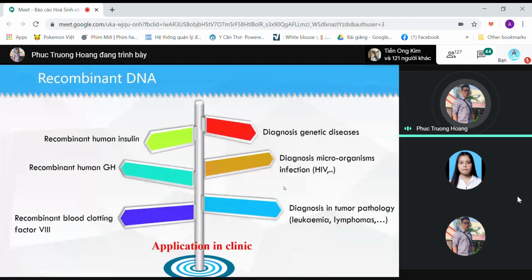So how do we use recombinant DNA in our careers in the future? Recombinant DNA is used to produce human insulin, human growth hormone, and blood protein factor 8. We can also use this to diagnose genetic diseases, diagnose microorganism infections like HIV, or diagnose tumor pathology like leukemia and lymphomas. Yeah, and that's all about diagnosis.